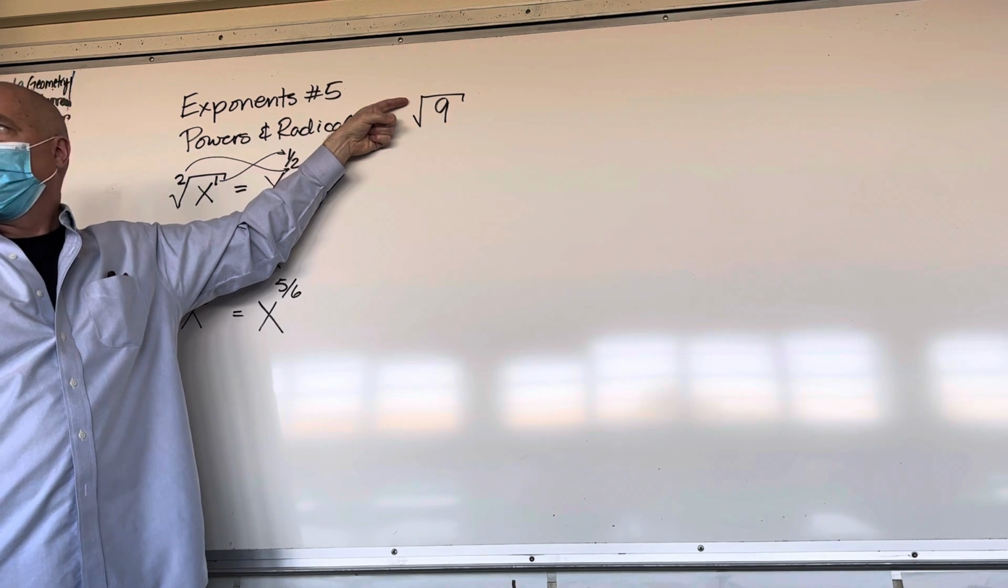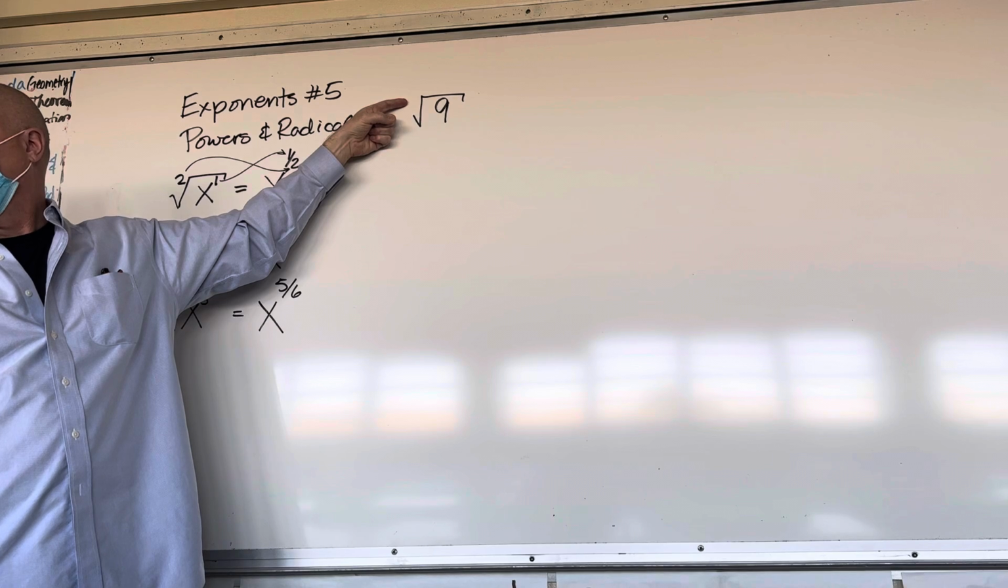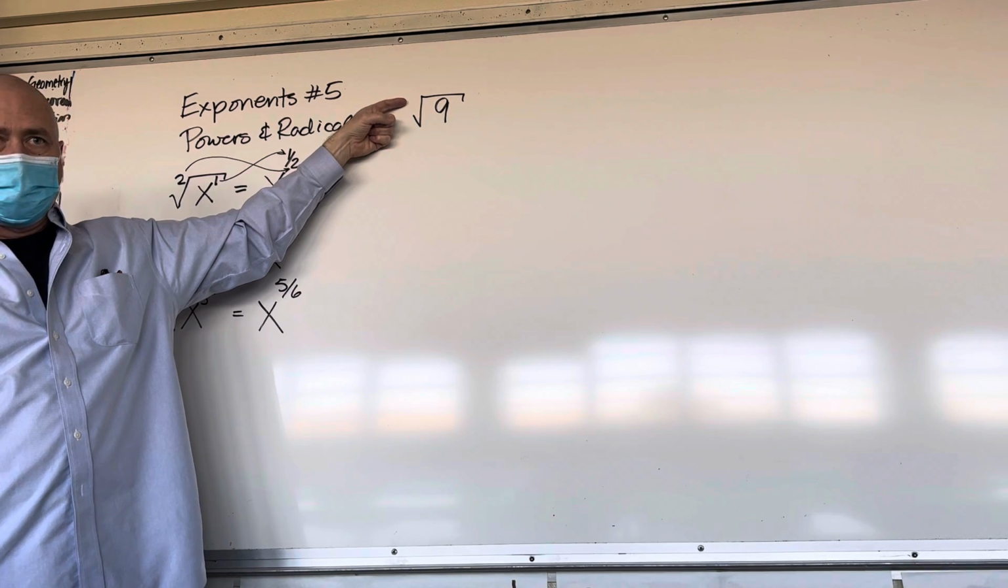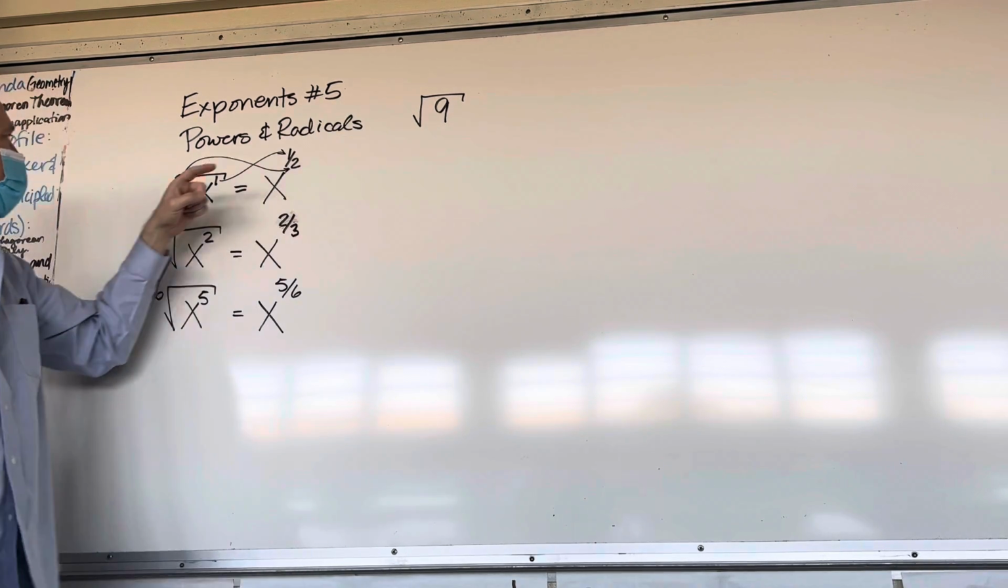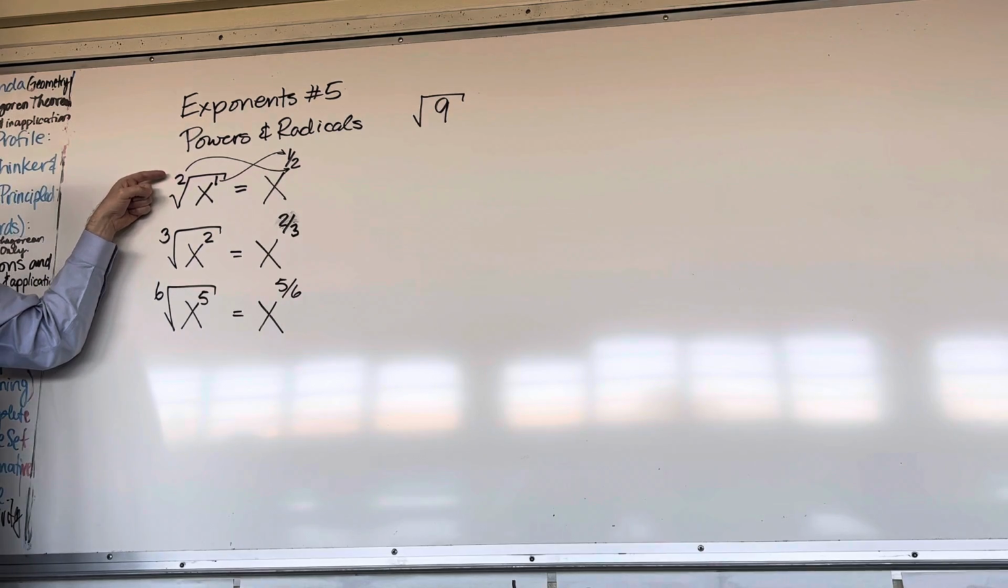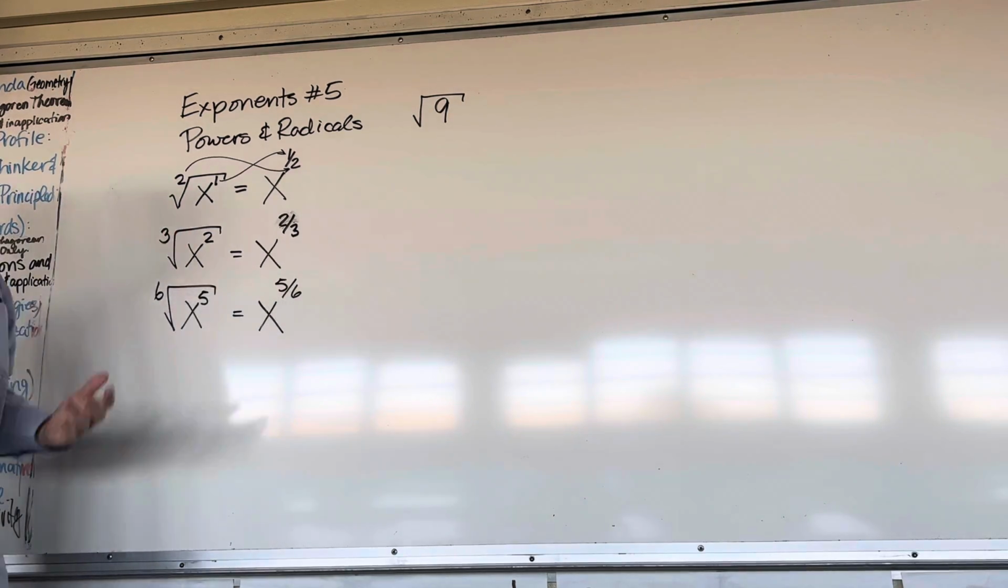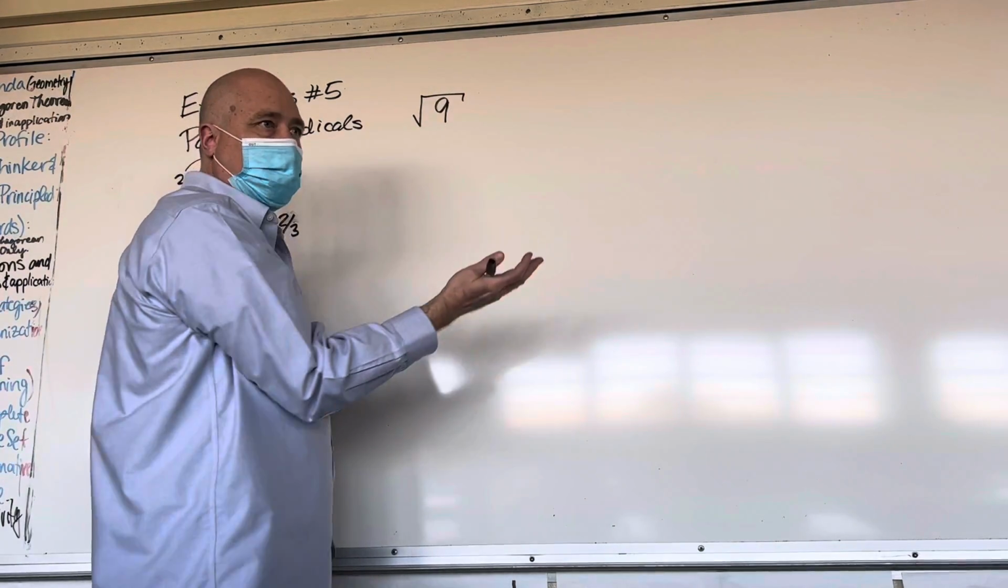What root is this if nothing's shown here in the root position? So come back over here. So it would be squared again? It's going to be a 2. Okay, so it's a squared. So this by nature, by default, is a square root.